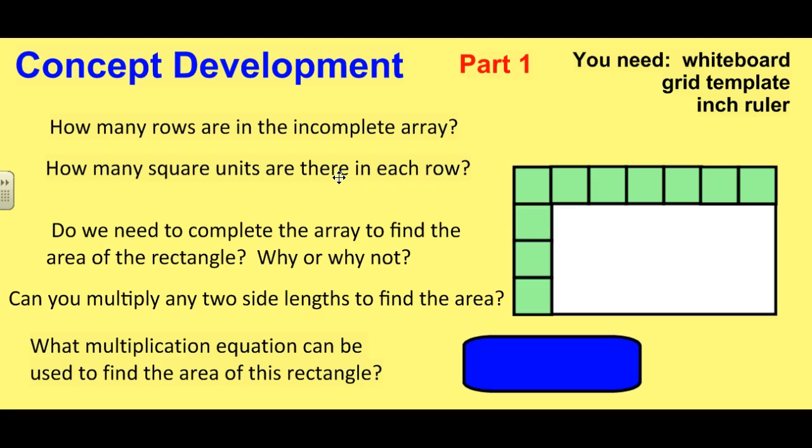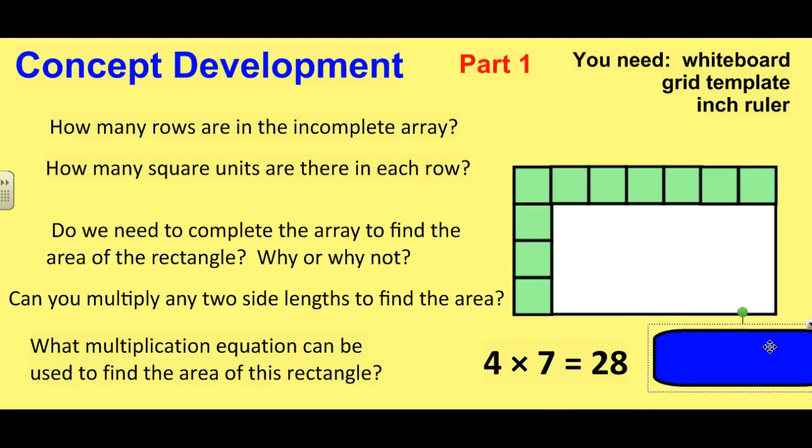So do we really need to complete this entire array to find the area of the rectangle? And the answer to that is no, because we've learned before that if we know one side length and we know the other side length of the rectangle, all we will have to do is multiply those two side lengths to find the area. So on your board, I want you to write the multiplication equation that we can use to find the area of this rectangle. Whenever you're ready to check that, push play.